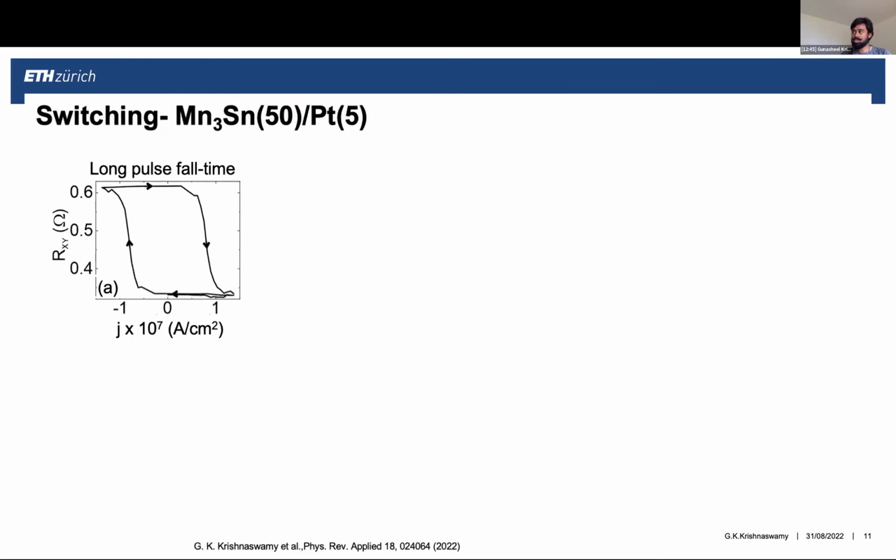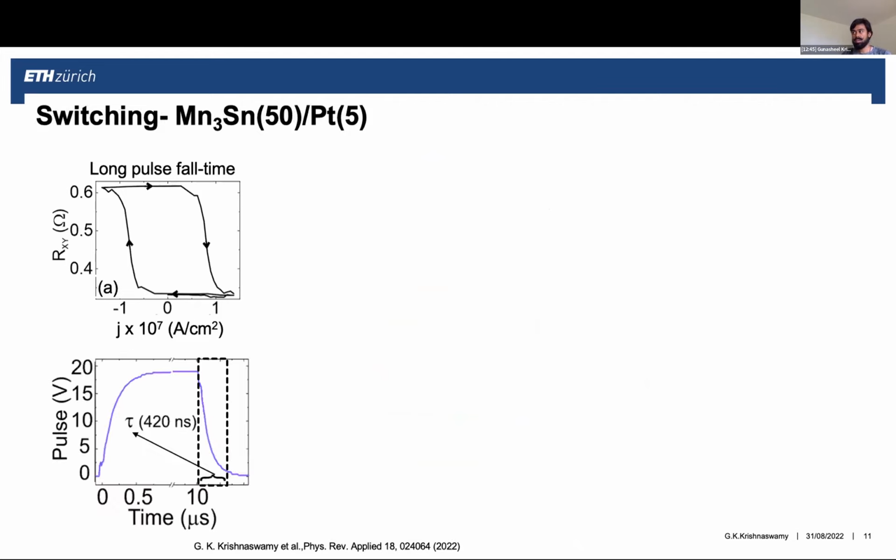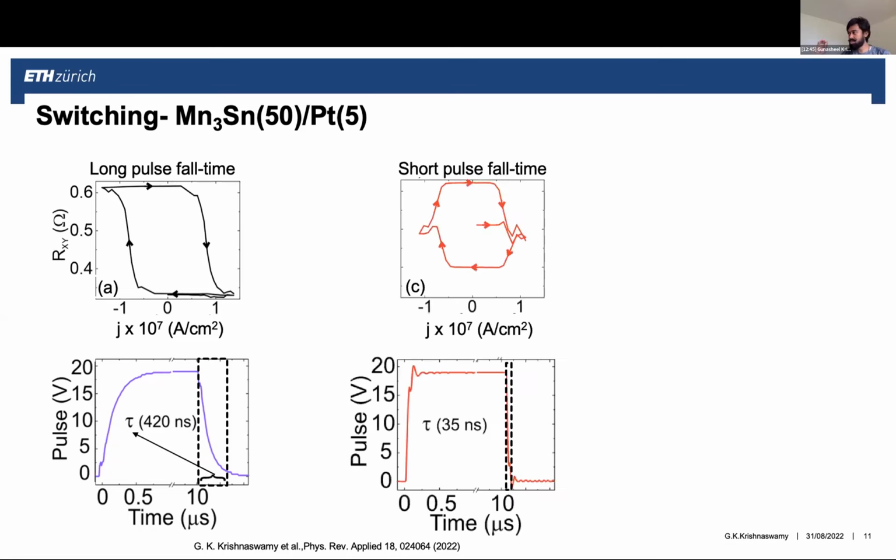So we want to switch it, so we apply a current density along this Hall bar in the presence of a small magnetic field, and the pulses have a rise time or a fall time of 420 nanoseconds. And in this case, what we observe is nice bipolar switching. So it goes from an up to a down state, which is very similar to what you would observe in a ferromagnet. However, we saw something really weird.